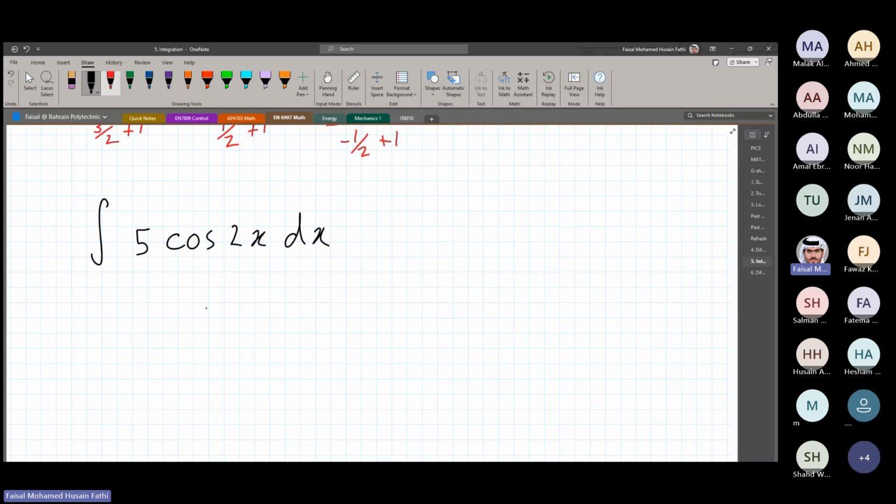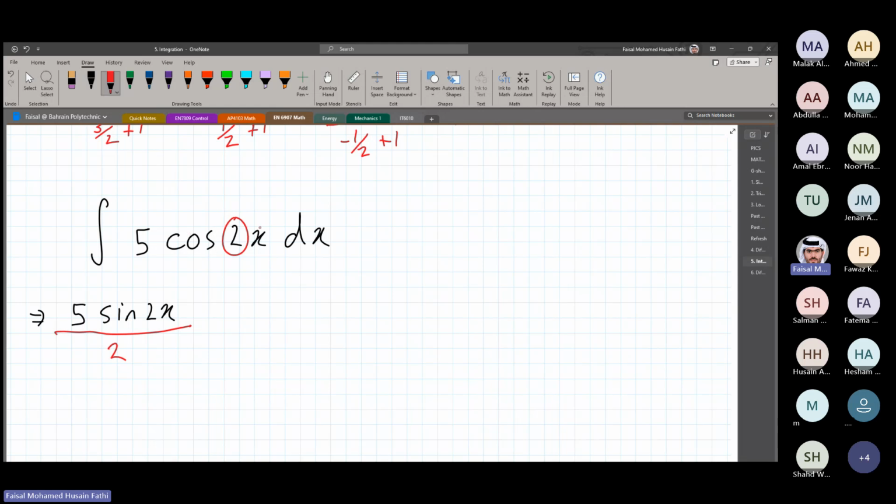Now, how do we do this? Remember, the basic integration of cosine is sine. So we're going to have 5 as a constant times the integration, which is sine 2x. However, we have a 2 here, so we have to divide by 2. That's it. That's the whole idea.